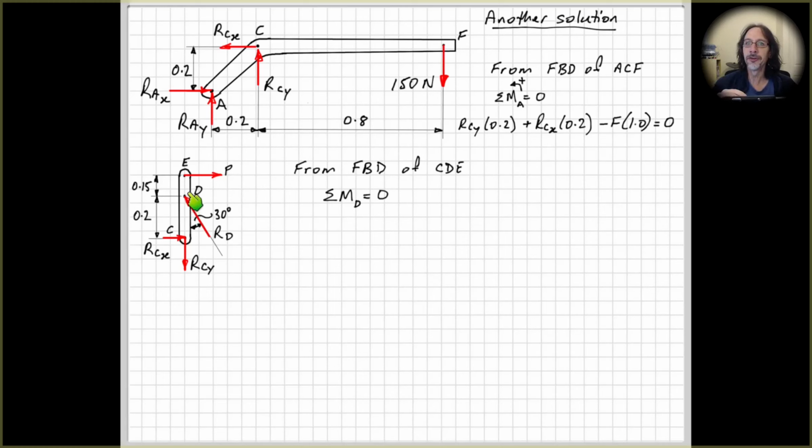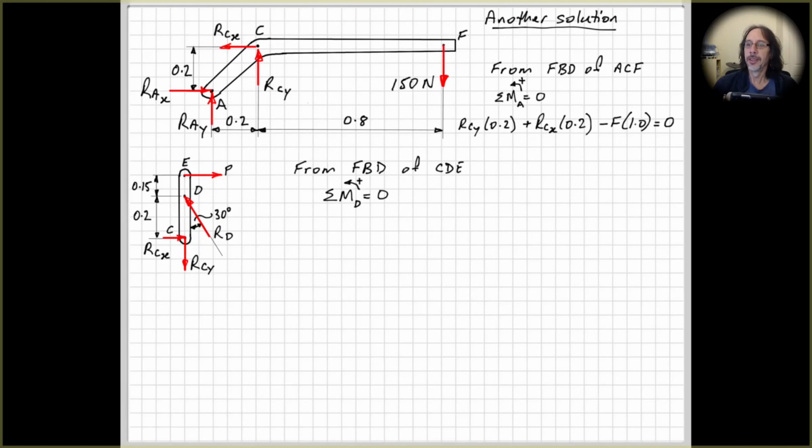Next, looking at the free body diagram of CDE, I'll sum the moments about D this time. Here I'm doing something a little bit different. After doing my free body diagram of ACF, I can see I've got an equation that relates RCY and RCX to my input force. And if I look down here, starting with a free body diagram of CDE, I don't have any known values yet. But I can see up here I've got a relationship between RCY and RCX. So if I do an equilibrium equation that gives me one of those values, then I'm making progress. If I take moments about D, I'll get an equation that relates RCX to P.